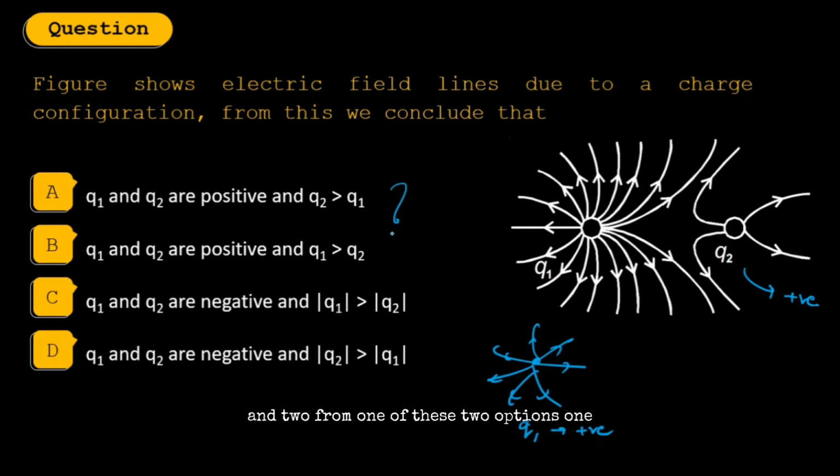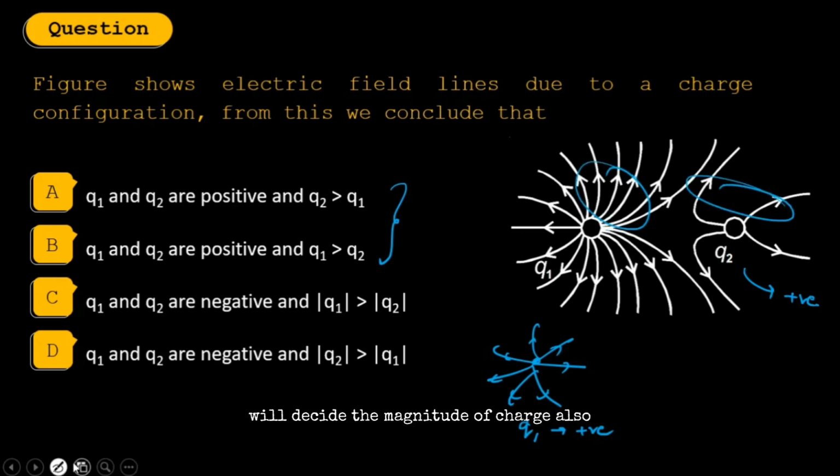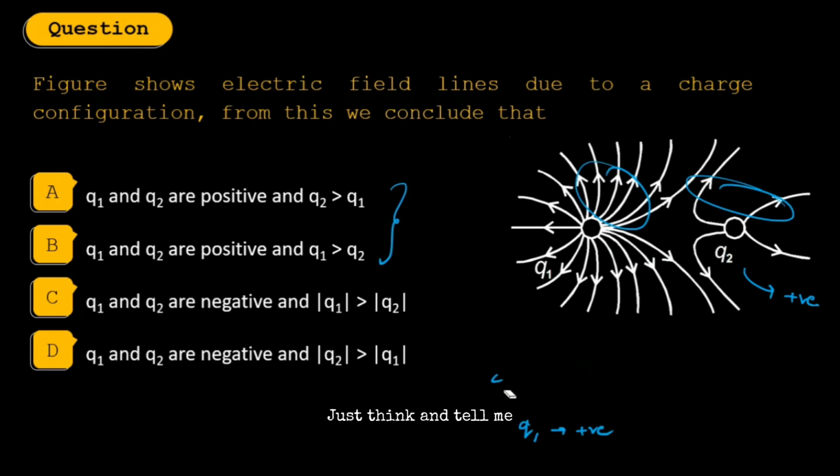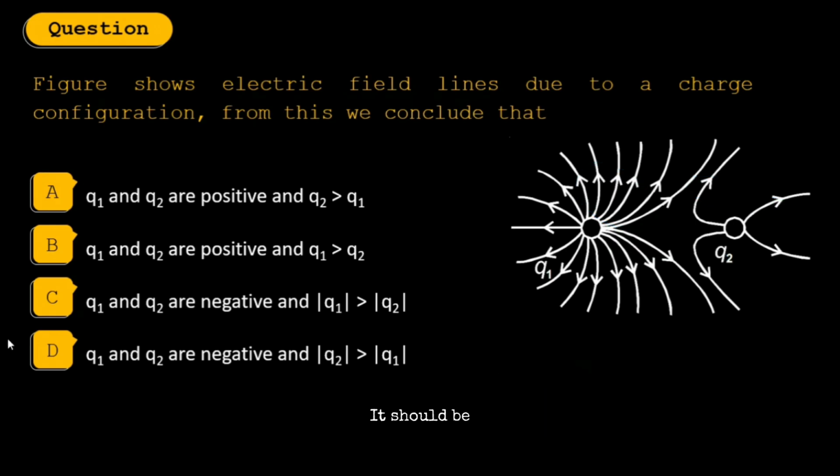So from option 1 and 2, one is going to be correct. Now, think properly. I just told you in the last question that the number of field lines will decide the magnitude of charge also. Think and tell me which option should be correct. It should be B, because Q1 has more field lines coming out of it, whereas Q2 has fewer field lines coming out of it. So if it has more field lines coming out of it, it means Q1 must be greater than Q2. That is the reason why option B is correct. That is how you can understand it.